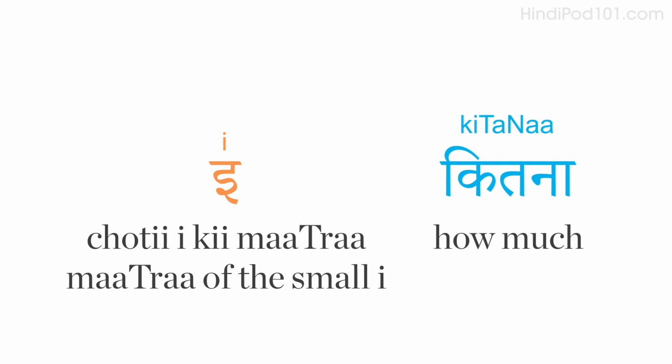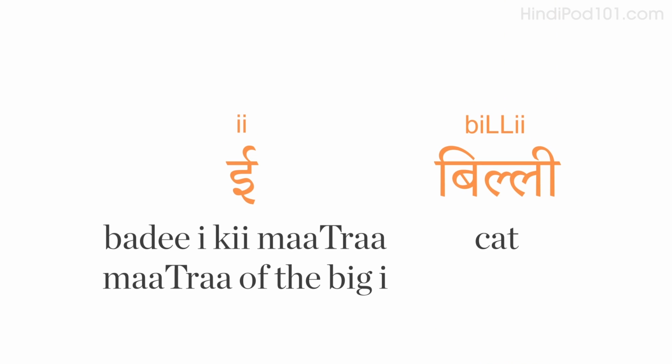Let's try another. How much? Kitna? See this matra on the letter K? That is called choti E ki matra, or matra of the small E. Whenever you see this matra on a consonant, add the vowel sound to the consonant and say it. So, K becomes Ki. Let's look at another word. Cat, billi. See this matra on the letter L? This is called the badi E ki matra, or matra of the big E. Here, L becomes li.